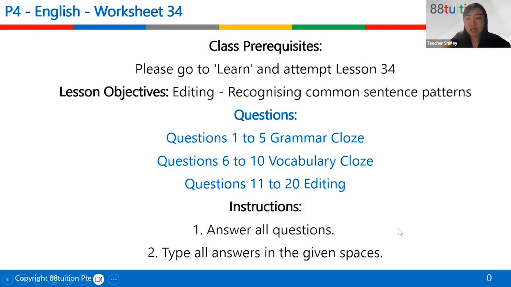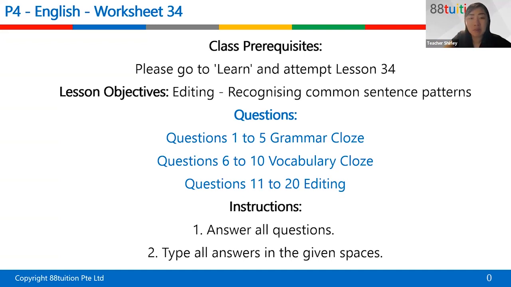Okay, now for today, we are going to focus a bit more on editing. Editing is actually a component in your Paper 2, Section B, right? There will be 10 questions for editing, and most of them will be spelling errors or grammatical errors. I think as of now, there will no longer be any punctuation errors. So it's not about the punctuation anymore. It's either a spelling error or a grammatical error which you have to correct for editing.